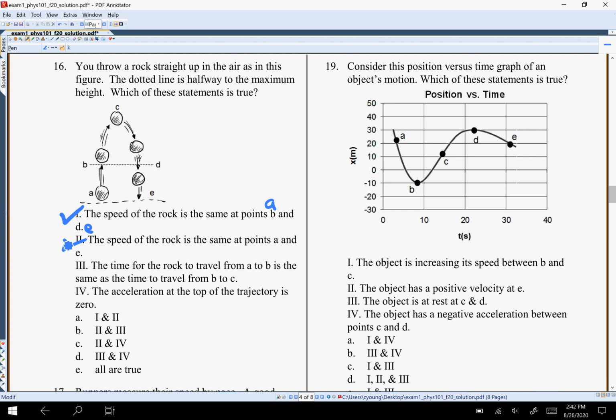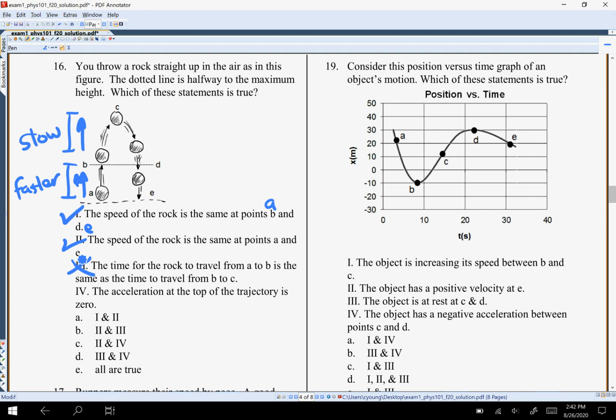The time for the rock to travel from A to B is the same as the time for the rock to travel from B to C. So is this time the same as this time? They're the same distance, but initially I'm traveling much faster. In fact, the rock is slowing down as it goes up and then speeding up as it goes down. So it's going to be a lot quicker going from here to here and much slower going from here to here. So this is not a true statement.